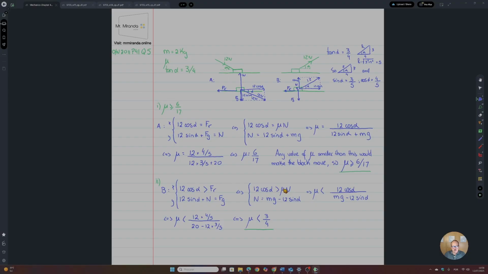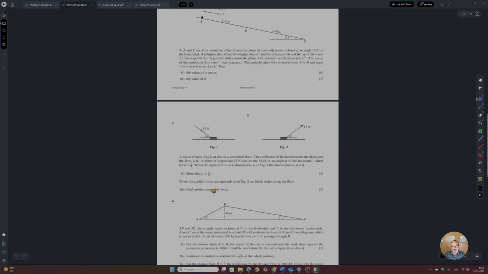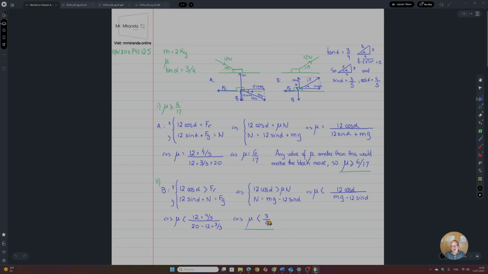Okay, so now this is already an inequality, and this is what you want. I can have this expression over here, which I then can substitute by the corresponding values, and I have this, and this is what the question is asking, again, an inequality for mu. There you have it. Mu needs to be smaller than 3/4. Otherwise, the 12 Newton force won't be enough to make it move. All right? Make sense? Next one.